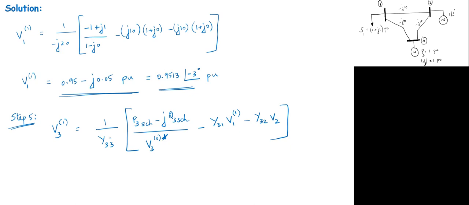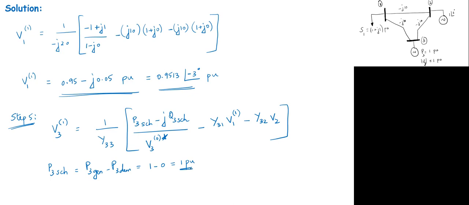Once again, in this expression, we know Y33, we know Y31, we know Y32. V1 of 1 is something just obtained. It has to be expressed in Cartesian form. V2 is something known because the slack bus value, magnitude, and angles are given. So you can write that explicitly. So what we need to look for is whether we know P3 scheduled and Q3 scheduled. P3 scheduled is P3 generated minus P3 demanded. And since bus 3 is a PV bus, P3 generation is given as 1 per unit. And since there is no load connected to the bus, the P3 demanded power is going to be 0 per unit. It implies P3 scheduled is 1 per unit.